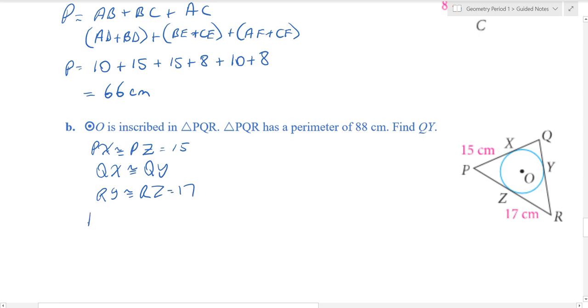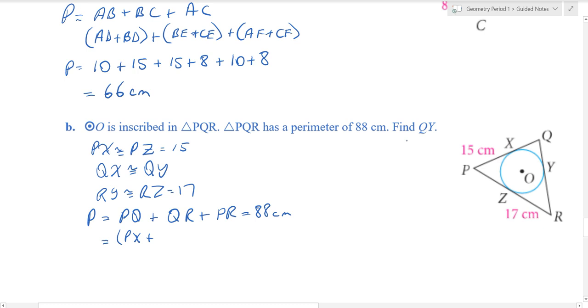Now, our perimeter looks like this. P equals PQ plus QR plus PR equals 88 centimeters. Here's where it gets interesting, and I'll explain why I'm doing it. Using the segment addition postulate, PQ is PX plus QX, isn't it? But isn't QX the same thing as QY, which is the one I'm looking for? I really don't care to find out QX. It's not important. The question asks to find QY.